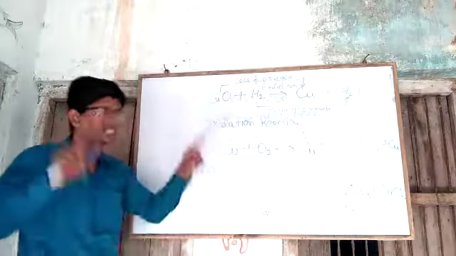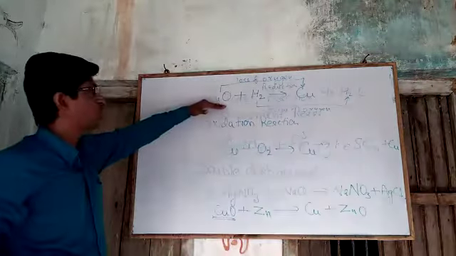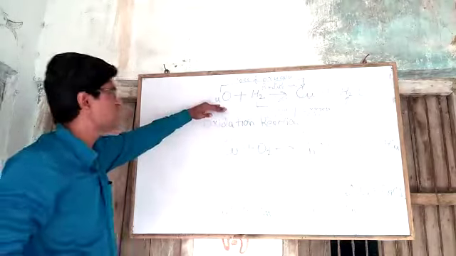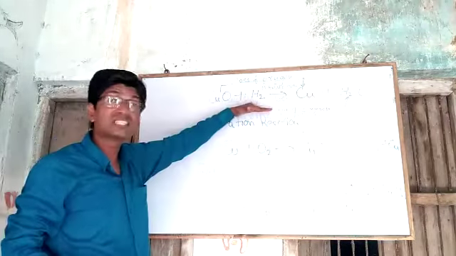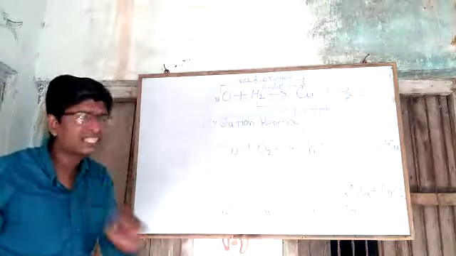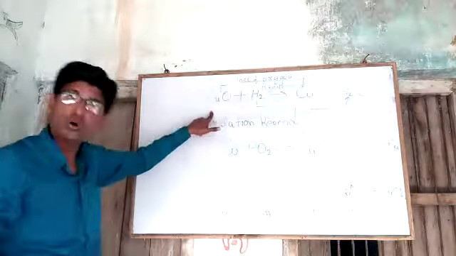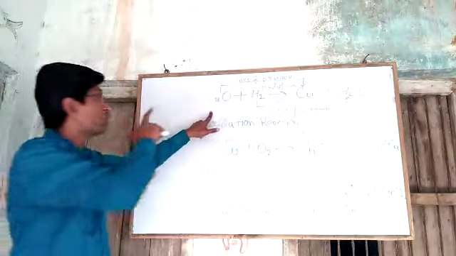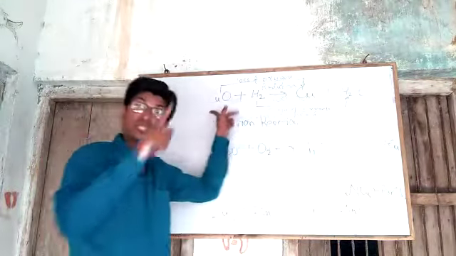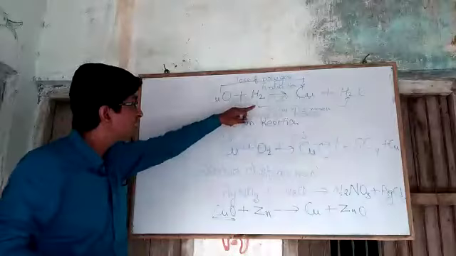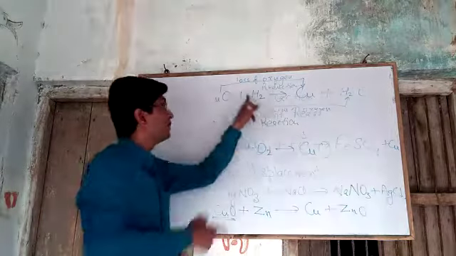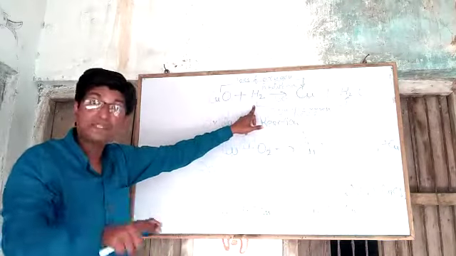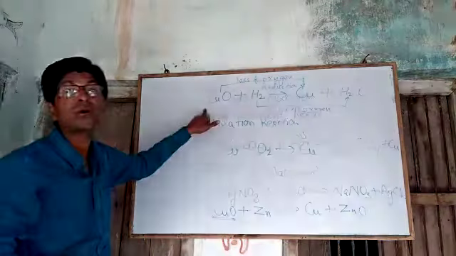Now it is clear that in this reaction copper oxide gets reduced. So which substance gets reduced? Copper oxide. Which substance gets oxidized? Hydrogen. Which is the oxidizing agent? Copper oxide is the oxidizing agent because copper oxide helps in the oxidation of hydrogen. Which substance is the reducing agent? Hydrogen is the reducing agent because hydrogen helps in the reduction of copper oxide.